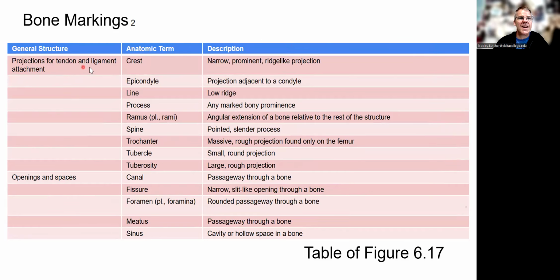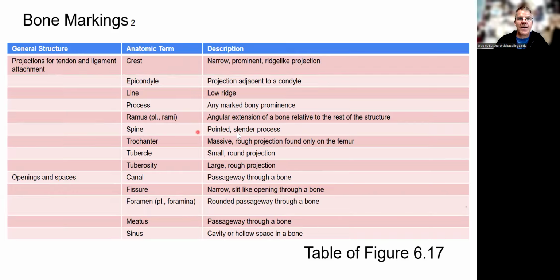Some projections for tendons and ligaments. So remember that tendons are going to connect muscle to bone. Ligaments are going to connect bone to bone. So we have things like a crest, a narrow prominent ridge-like projection. Actually looks kind of like the crest of a mountain. An epicondyle. This is a projection adjacent to a condyle. A line, a process, a ramus or rami. These are angular extensions of the bone relative to the rest of the structure.